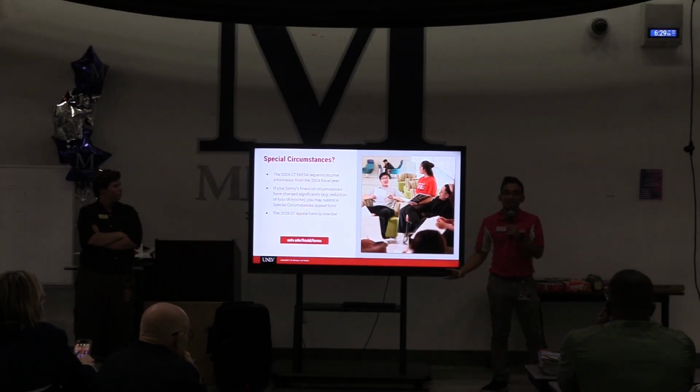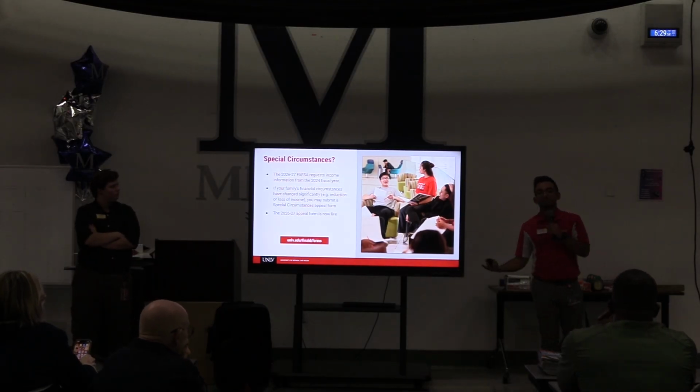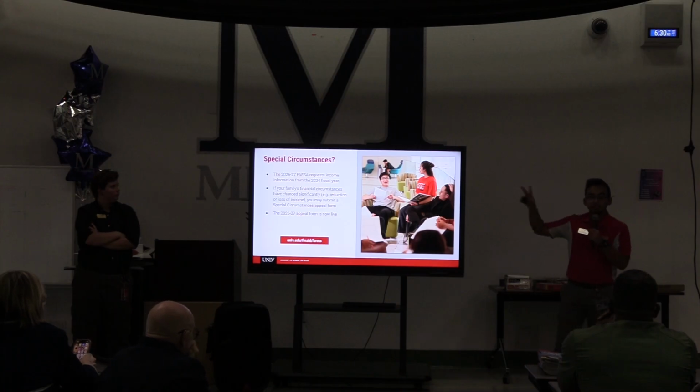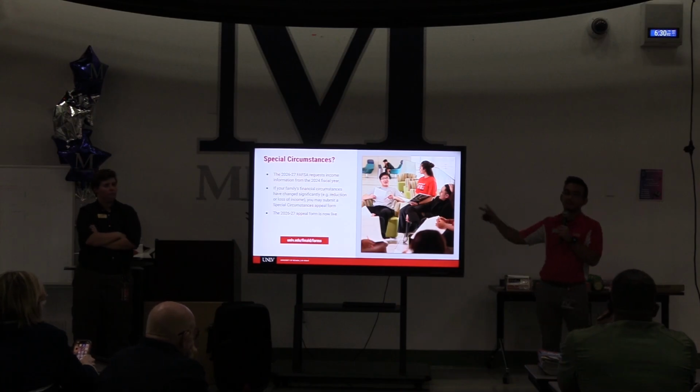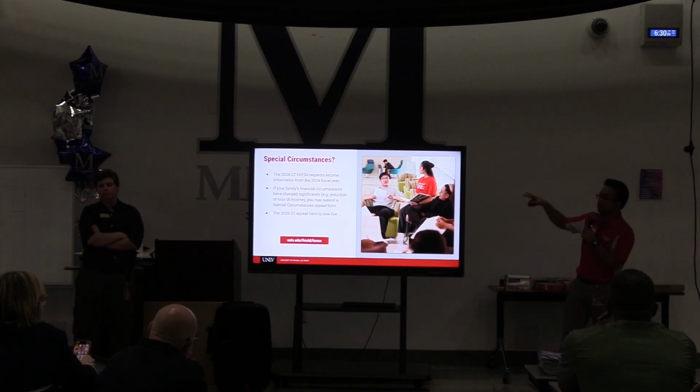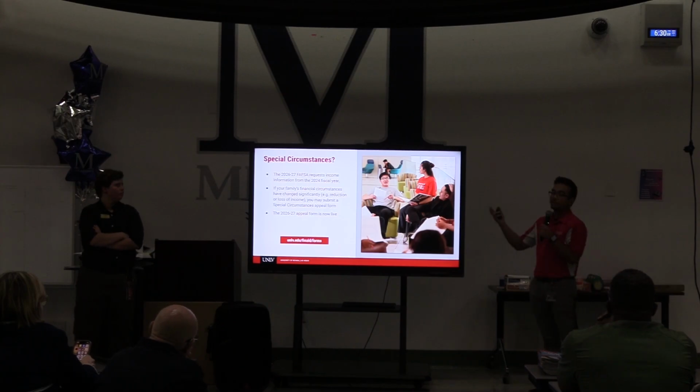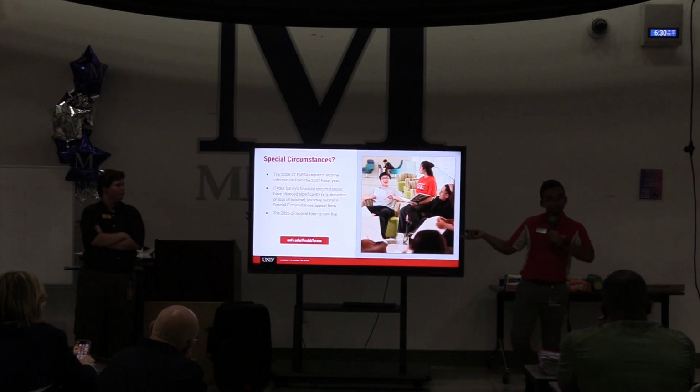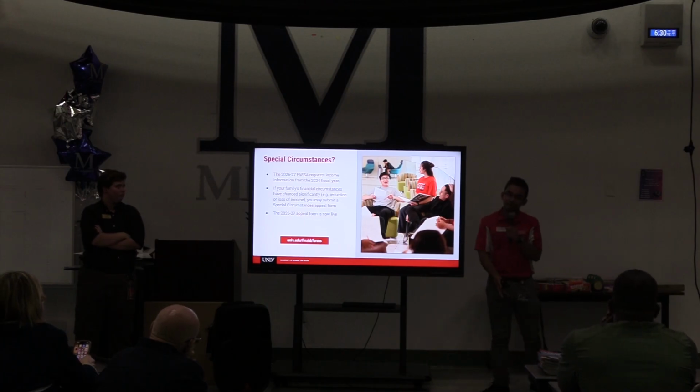Now, we understand that there are special circumstances that happen. Maybe 2024 was a long time ago. Maybe the income for 2024 is not accurate to present day. That's what special circumstances are for. Maybe you lost your job in 2025, right? So we have no information on that.